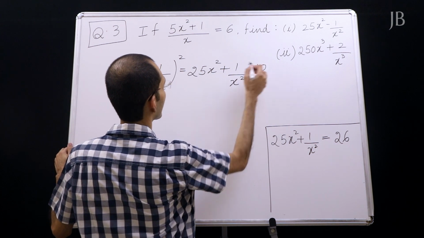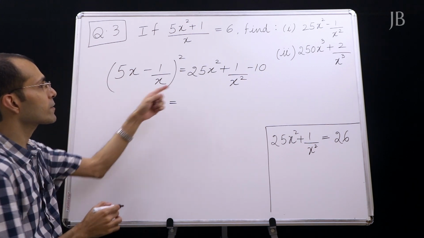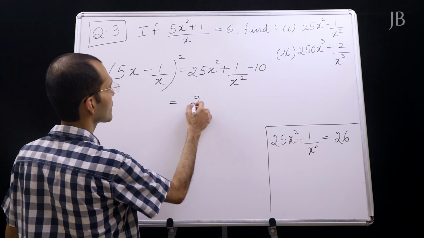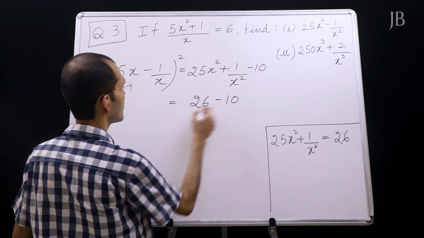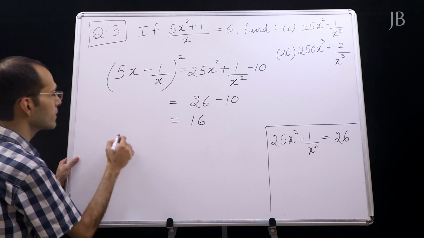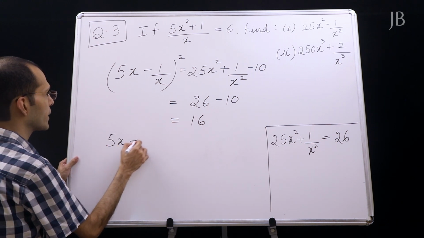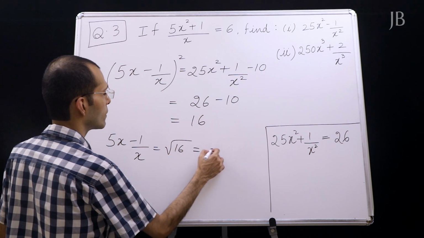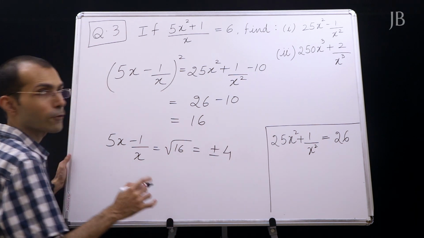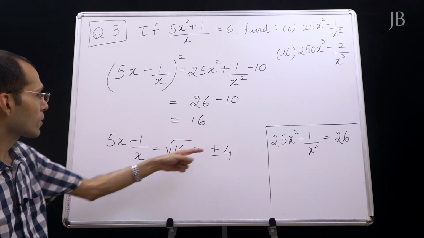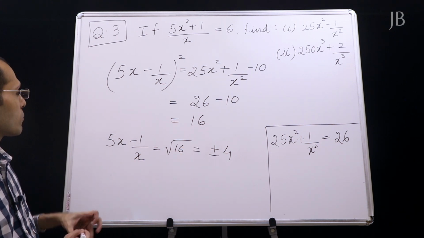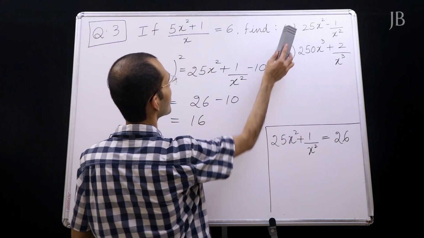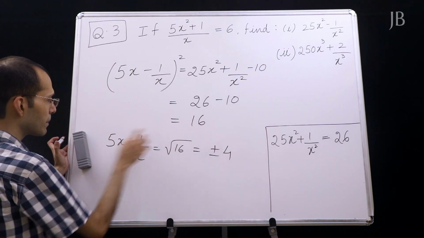So minus 10. Okay, now 25x square plus 1 upon x square, we just found it out. So that is 26, and this is minus 10. This works out to be 16. So 5x minus 1 upon x will be square root of 16, which is plus or minus 4. Take care of it. Plus or minus 4. So we have now found out 5x minus 1 upon x. We proceed on to finding subpart 1. Keep this value in mind.